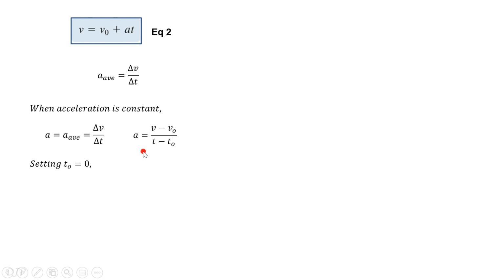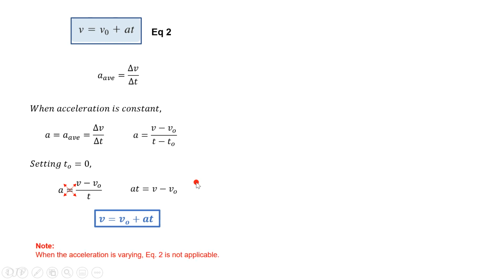This means that we can simplify this equation as follows. And then to further simplify this equation, you may cross multiply, giving you this form. Finally, by transposition, you can obtain the second kinematic equation. Just a reminder, when the acceleration is varying, equation 2 is not applicable. This is because during the derivation process, what we consider is a constant acceleration.